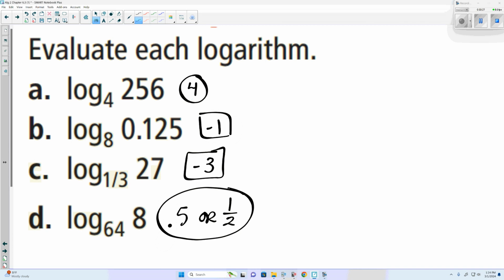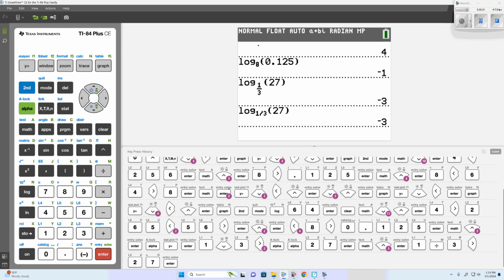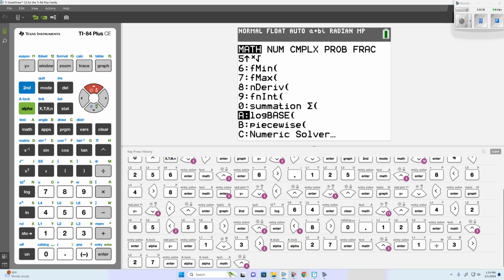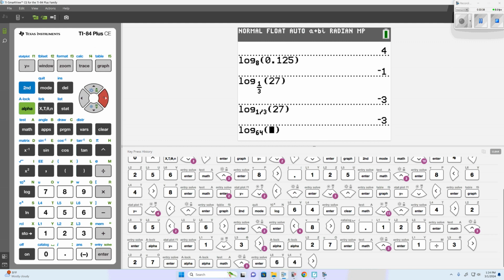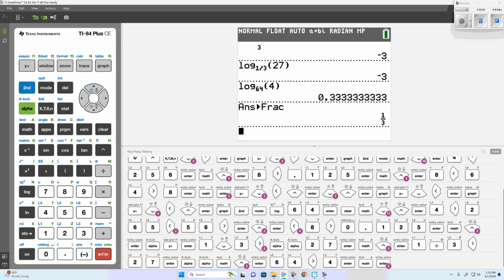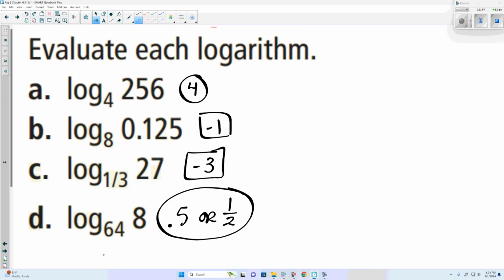If we get a number that's not a nice decimal, I would prefer that you put it as a fraction. So if we did log base 64 of 4, math, enter, enter, we can convert it to a fraction. Questions on this here? Are you ready for the next part?